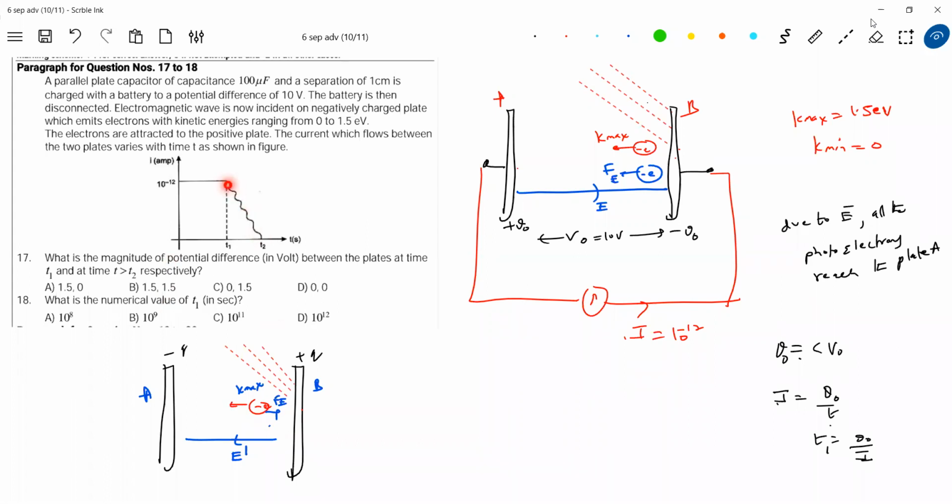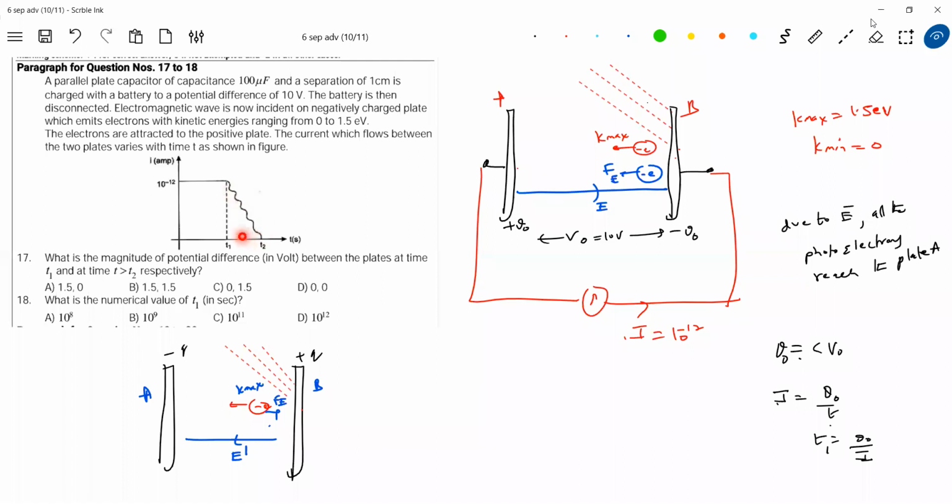Now, why should the curve be like this? Why not straight, sir? Because practically these electrons are continuously ejected, it's not that only K max electrons will be ejected initially. And when these electrons come, there is some repulsive force between them also. Due to that, the curve is not linear. Why is the curve fluctuating like this? Because of the repulsive force between the electrons. Those electrons which are about to reach here and other moving electrons may collide. So because of the collision between electrons and the repulsive force between them, the current fluctuates.